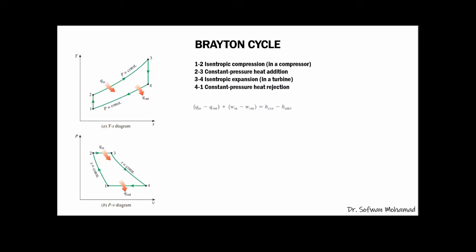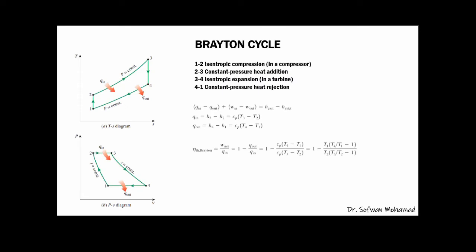So from this expression, we can calculate the heat addition using this equation, Q in equals H3 minus H2, which also equals Cp T3 minus Cp T2. And we can also calculate Q out, H4 minus H1, or Cp T4 minus Cp T1. I hope you still remember the meaning of these terms.